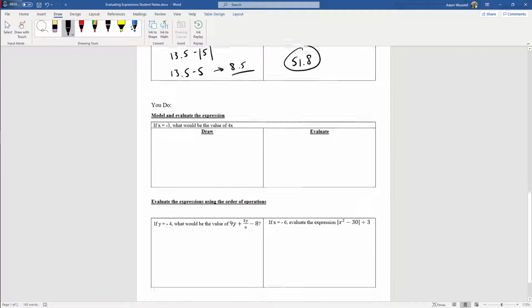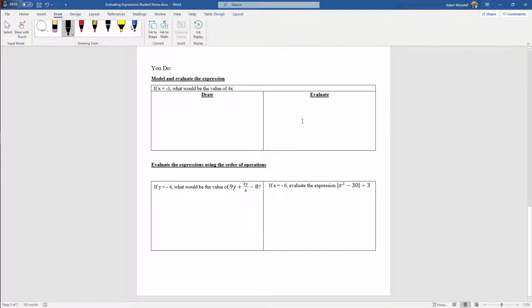So there are a few more that I want you guys to do, draw them and evaluate, and then there's a couple of order of operations expressions as well.